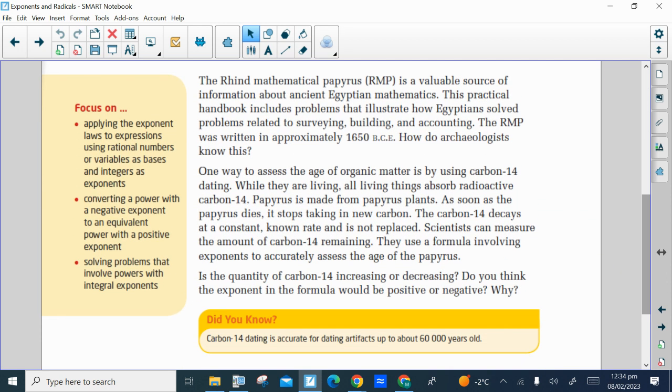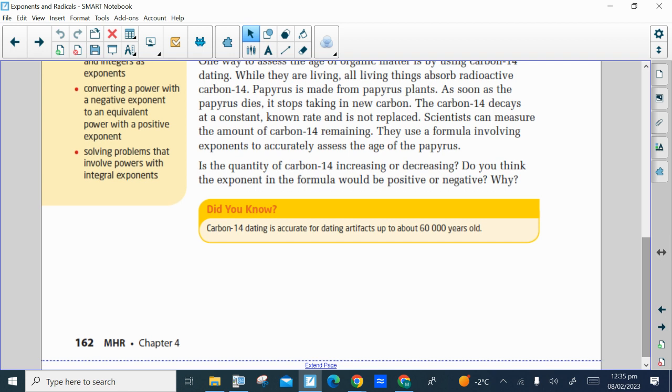So we're going to focus on applying the exponent laws to expressions using rational numbers or variables as bases and integers as exponents. We'll see what we do when you have a negative exponent. We'll convert a power with a negative exponent to an equivalent power with a positive exponent. And then we'll look at solving some problems with integral exponents. So again, integral exponents just means the exponents are positive and negative counting numbers. That's what that means.